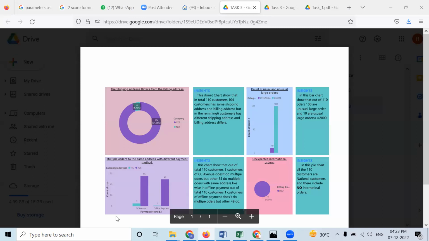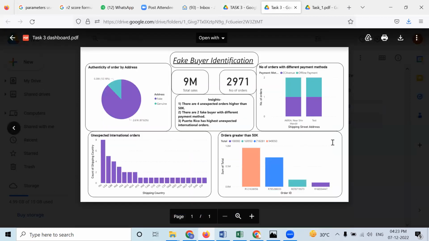Hello, ma'am. Yes. In case of unusual large orders, you have to mention the order ID. Order ID is not there. In this case, you have to mention which countries are having that issue and what the order IDs are. And here you have to mention the addresses which have the issue of different payment method. This thing you can see.